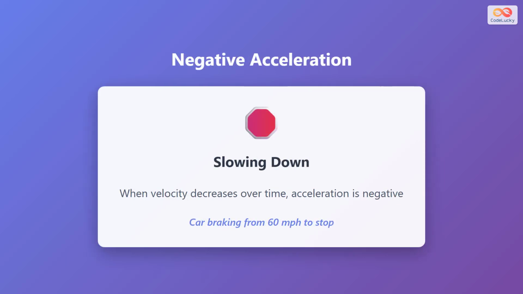Negative acceleration, also called deceleration, occurs when an object is slowing down. When velocity decreases over time, the acceleration value is negative. Think of a car braking from 60 miles per hour to a complete stop. The velocity is decreasing, so the acceleration is negative.